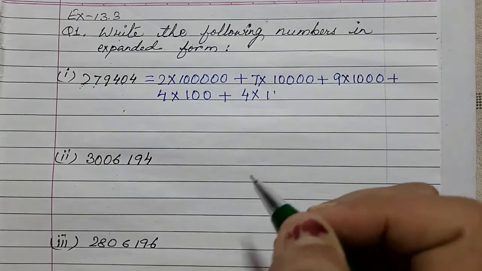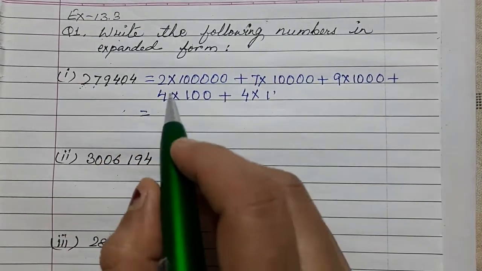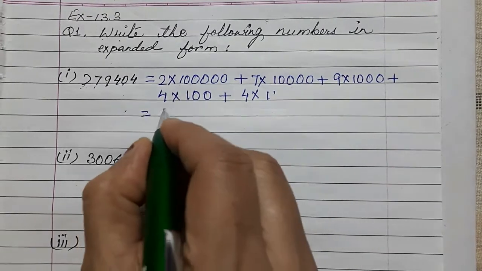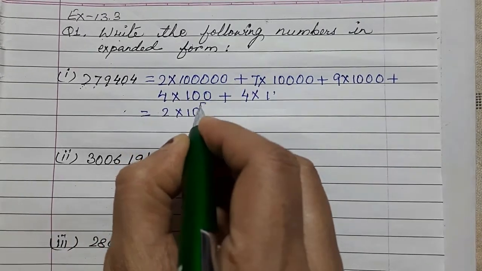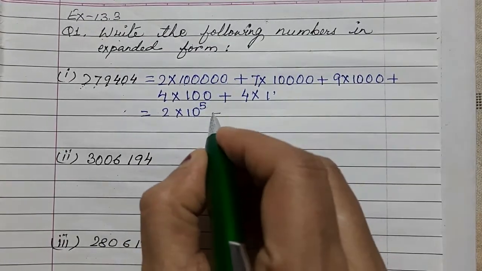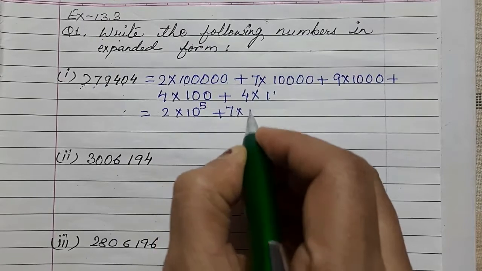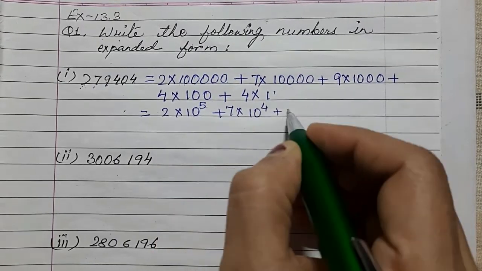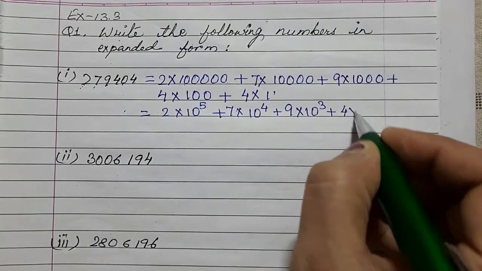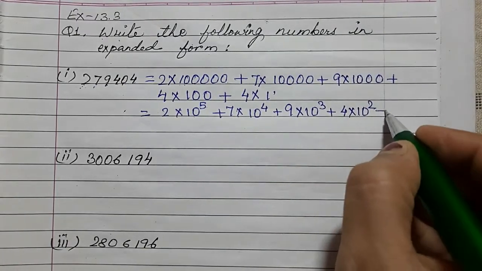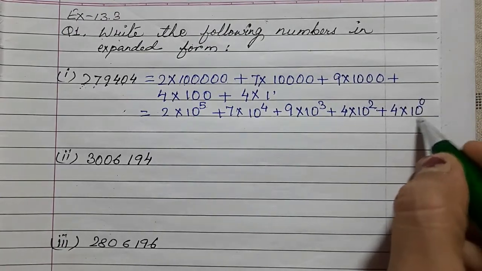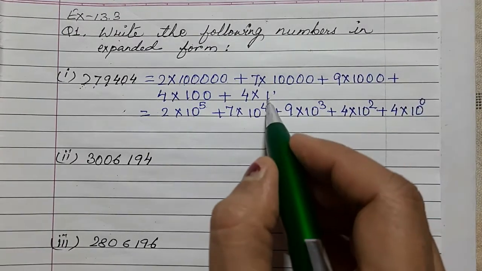Now in exponential form, how do we write 1 lakh? It will be 10 to the power 5. You can see 5 zeros are there. So 10 to the power 5, 7 multiply 10 to the power 4, 9 multiply 10 to the power 3, 4 multiply 10 to the power 2, and 4 multiply 10 to the power 0. Any base to the power 0 has the value 1.